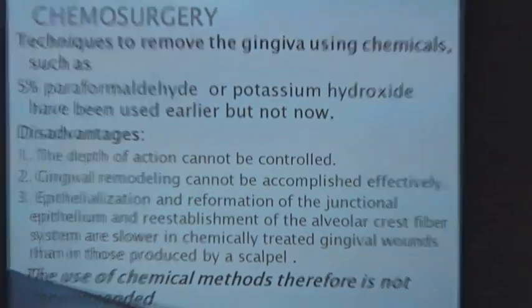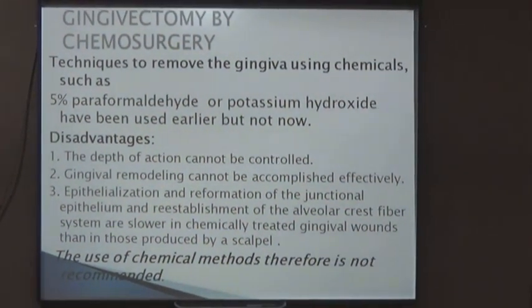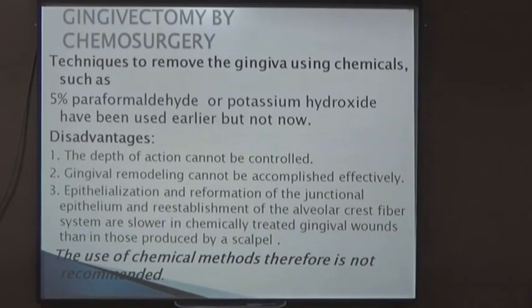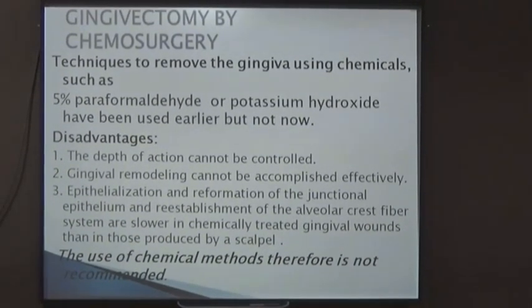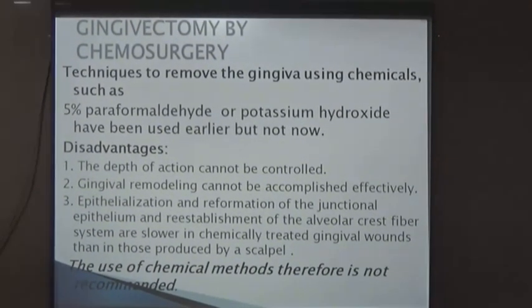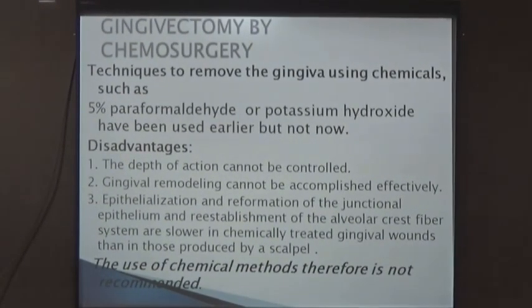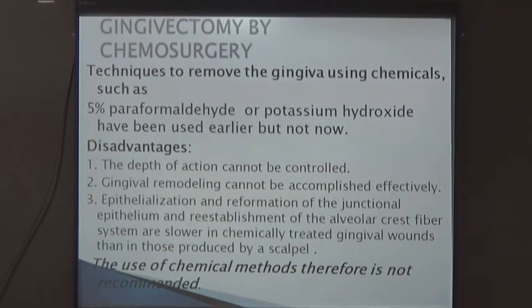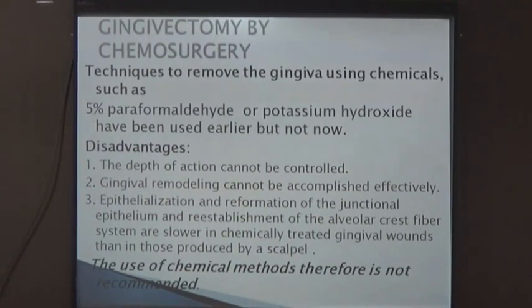Then gingivectomy by chemosurgery. Techniques to remove the gingiva using chemicals. 5% paraformaldehyde or potassium hydroxide have been used. This is not at all recommended. Again, here also you won't know the depth. The depth of the action cannot be controlled. Gingival remodeling cannot be accomplished effectively unless you know the depth, unless you know how much to trim. How can you control it, isn't it? So, this cannot be used.